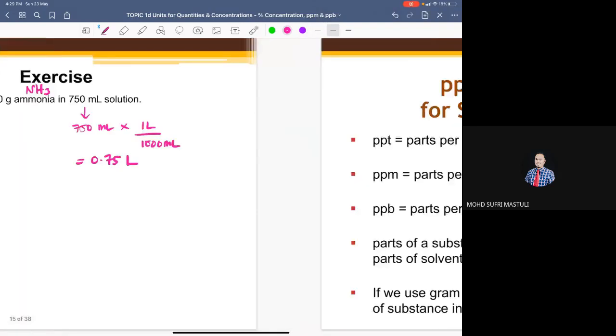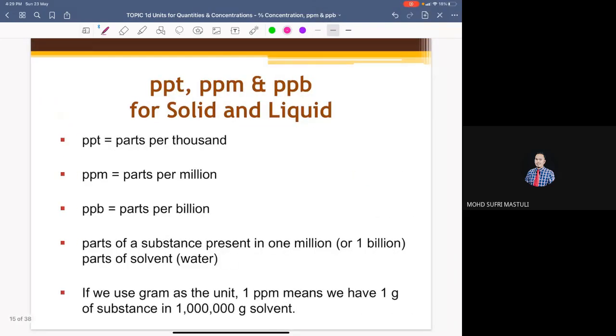Okay, all right. So now we are moving forward to the PPT, ppm, and also ppb for solid and liquid. PPT is the part per thousand, ppm is part per million, ppb is part per billion. Part of substance presents in 1 million or 1 billion of the solvent. Normally we use water as a solvent.